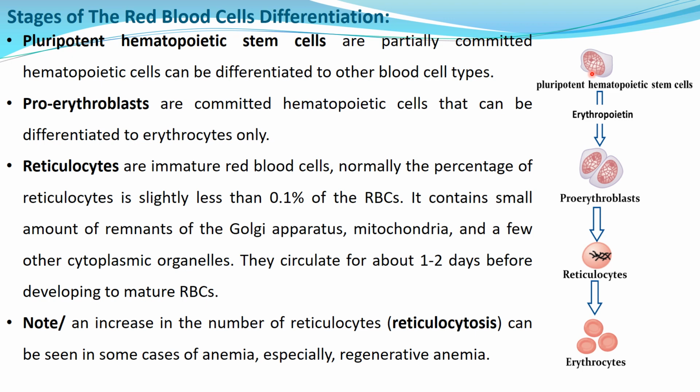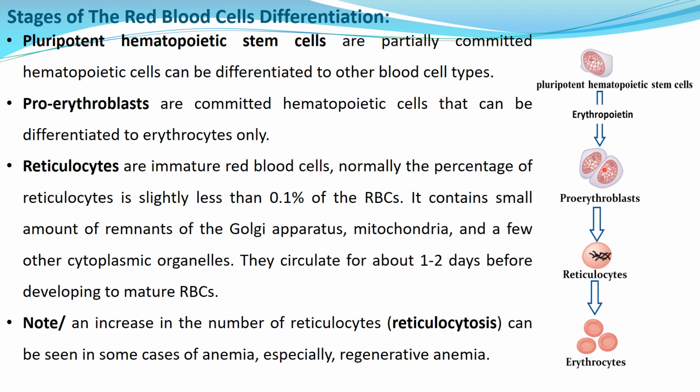they can differentiate only into what? Into blood cells, different types of blood cells. So the pluripotent hematopoietic stem cell can produce white blood cells, megakaryocytes, and red blood cells. They cannot differentiate into muscle, connective tissue, or nerve tissue. That's why they are partially committed to become only blood cells. So they can be induced with the aid of erythropoietin into what?